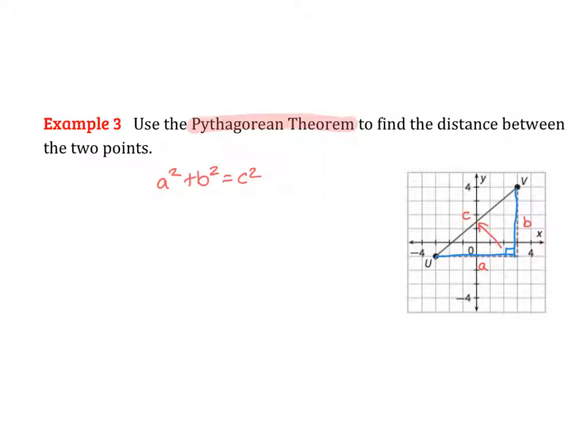The important one is that C is always our hypotenuse. It's the one across from our 90-degree angle. A and B are interchangeable. So I can solve for this length using the Pythagorean theorem.